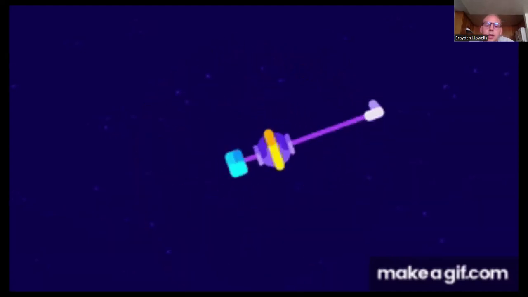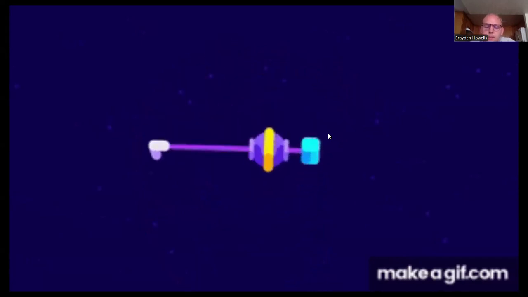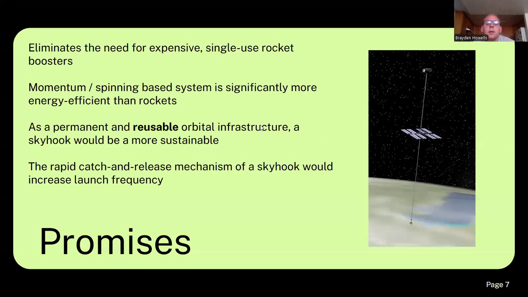And so this is a way to avoid traditional chemical methods, save a lot of fuel, and increase your launch frequency. I think the most notable part about it is just that it's reusable. We're going to save a lot by investing in this. But if it's so good, why don't we already have one?